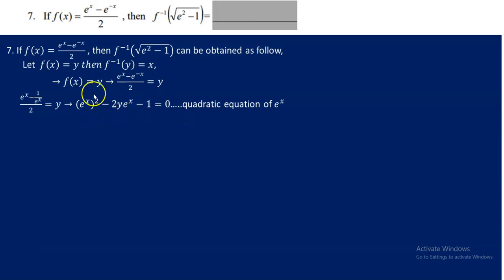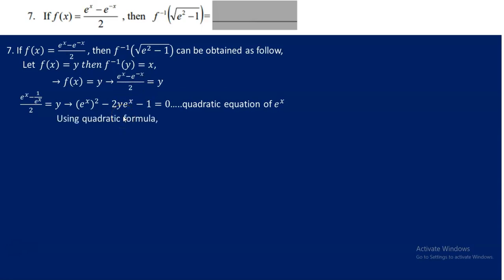What is this, guys? This is a quadratic equation, written in terms of e to the power of x, as you see. It's a quadratic equation of e to the power of x. So we can now apply the quadratic formula to determine what e to the power of x is.